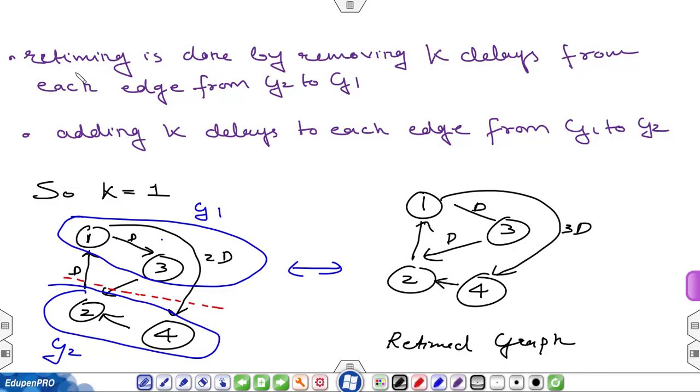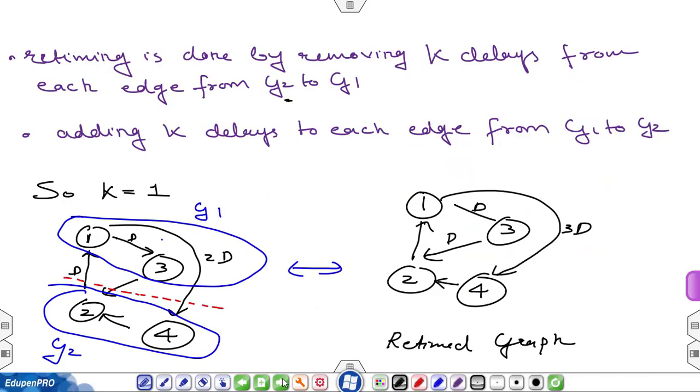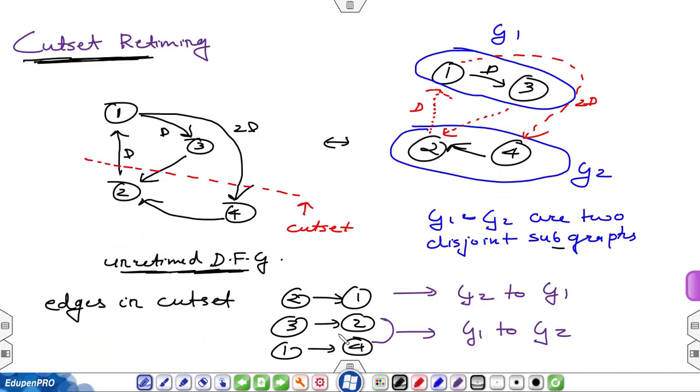So retiming is done by removing k delays from each edge from G2 to G1. The edge from G2 to G1 is 2 to 1, so you have to remove k delays from this edge. There is only one edge connecting G2 to G1, so you have to remove k delay elements from this edge, and you have to add k delay elements to each edge from G1 to G2. So 3 to 2 is connecting G1 to G2, and 1 to 4 is connecting G1 to G2. So you have to add k delay elements to these edges connecting G1 to G2.